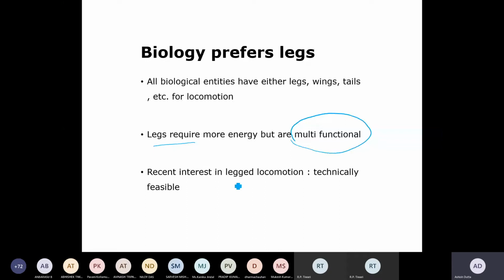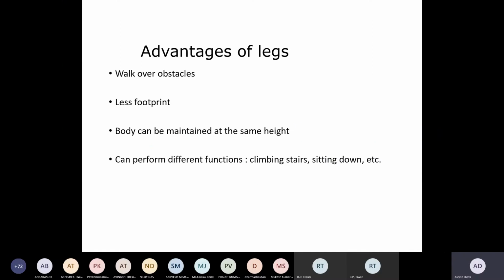And recently, there has been a lot of interest in legged locomotion, essentially because they are technically feasible. So biology prefers legs. The advantages of legs compared to wheels is that they can walk over obstacles, they have less footprint area, and the body can be maintained at the same height for vision, and it can perform different functions like climbing stairs, sitting down, lying down, etc., which a wheeled robot cannot do.